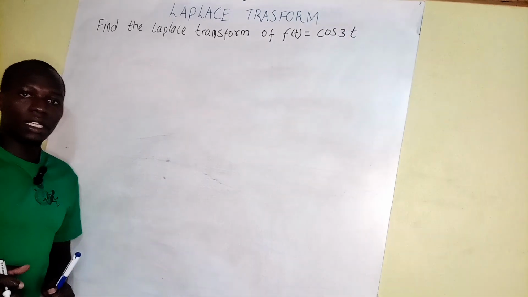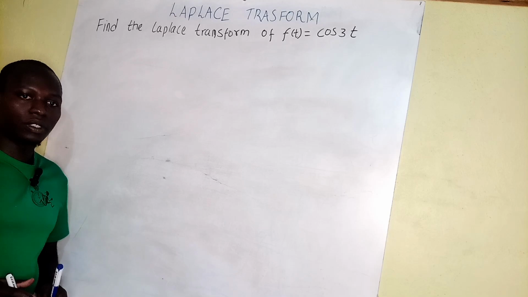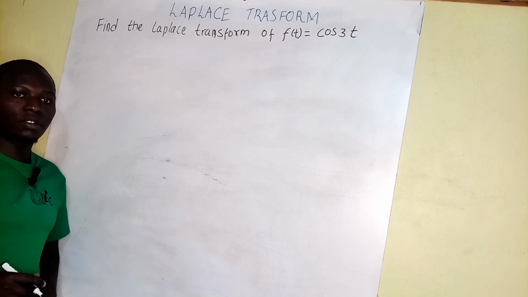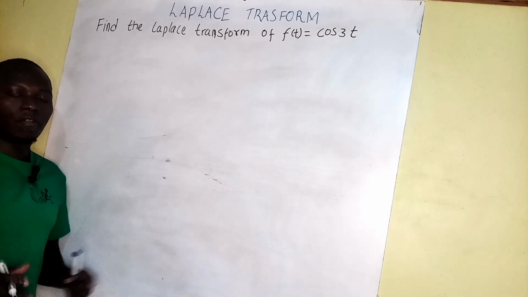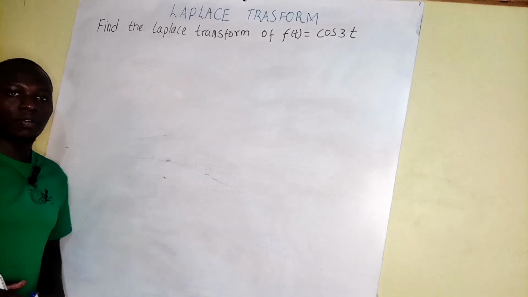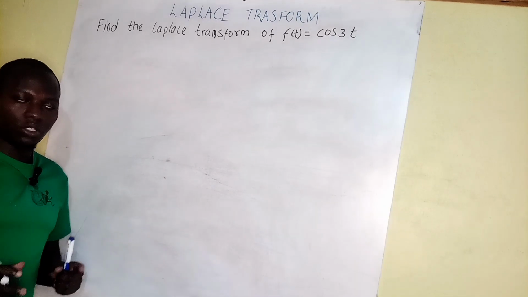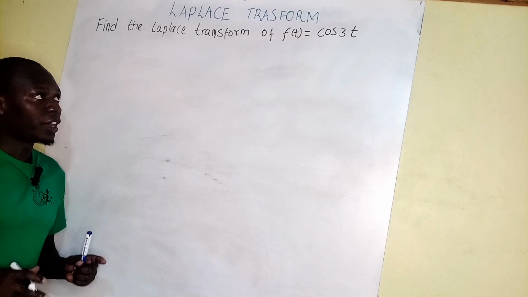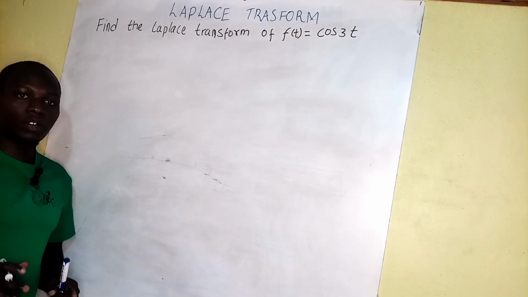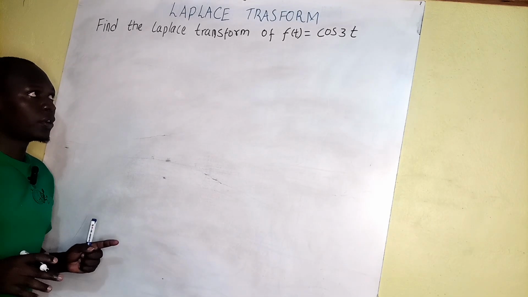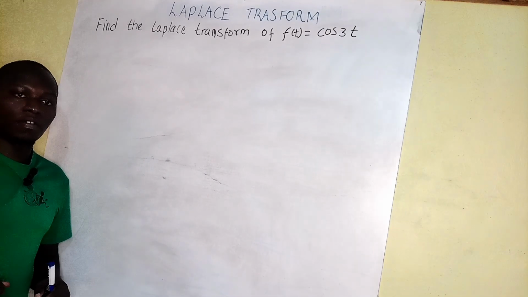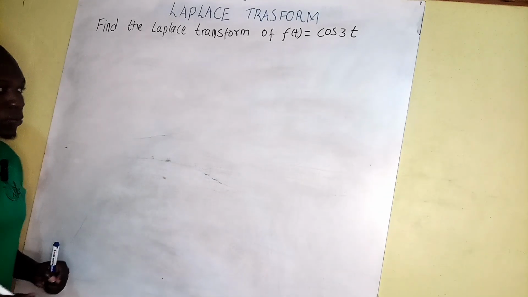Welcome to my channel. In this session we are going to discuss finding the Laplace transform of the function f(t) = cos 3t, and we are going to use the first principle in working out our function. By the first principle, this is what I mean.